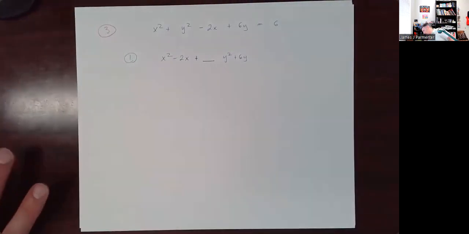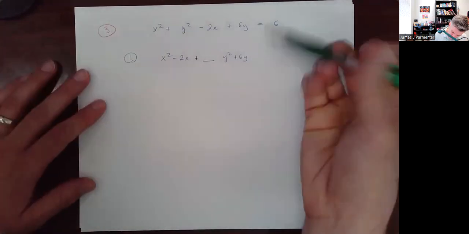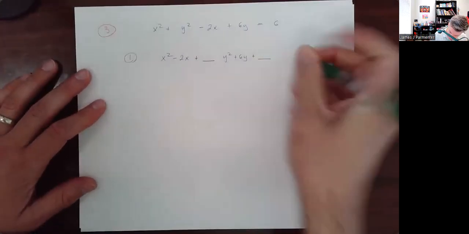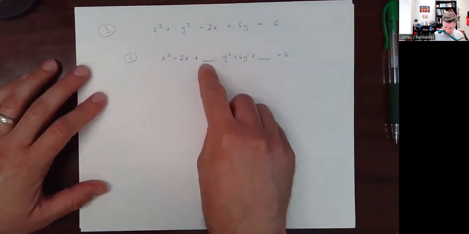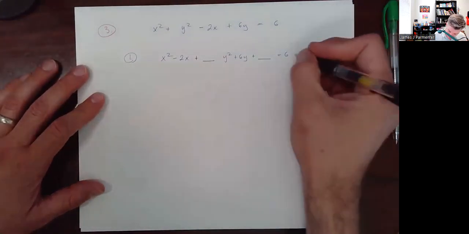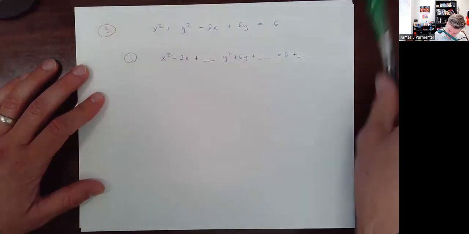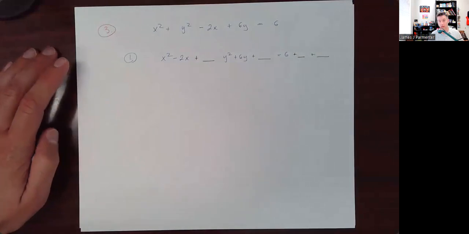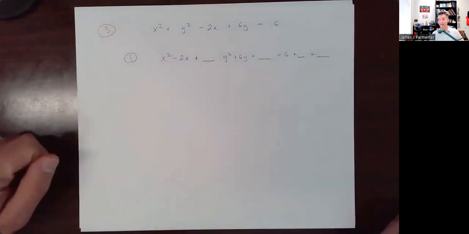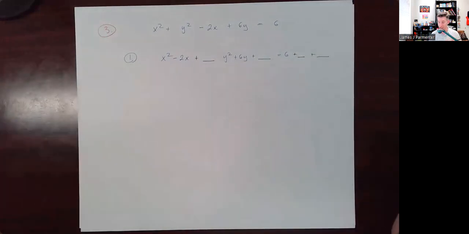Let's use different colors so we can distinguish between what we do here. Equal to 6. And since we're going to add something here and here, we're going to add the same thing on the other side, right? Because when you add something to one side of an equation, you have to add it to the other side of the equation. So what are we going to add? Well, this is where we're completing the square. And I'll tell you why the name makes sense after we do it.